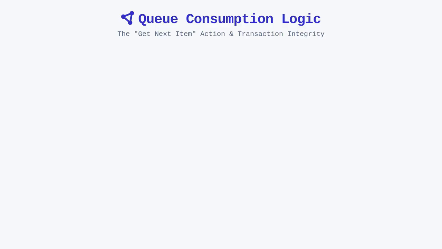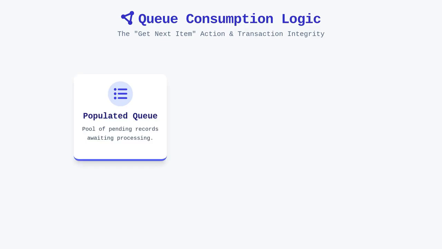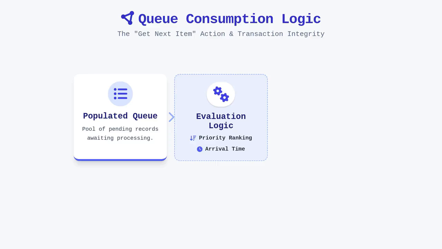Once your queue is populated, the responsibility of the digital worker shifts toward consumption, which we achieve using the get next item action. This is not merely a method to pluck the next available record. It is a highly controlled interface that enforces transaction integrity across your entire pool of available resources. When a process calls this action, the Blue Prism runtime engine evaluates the pending items based on their defined priority and their arrival time in the queue.